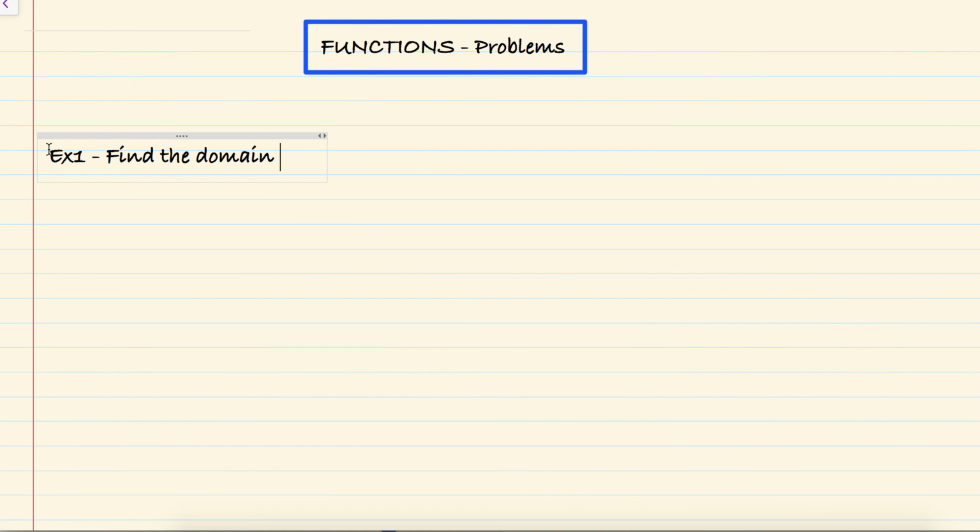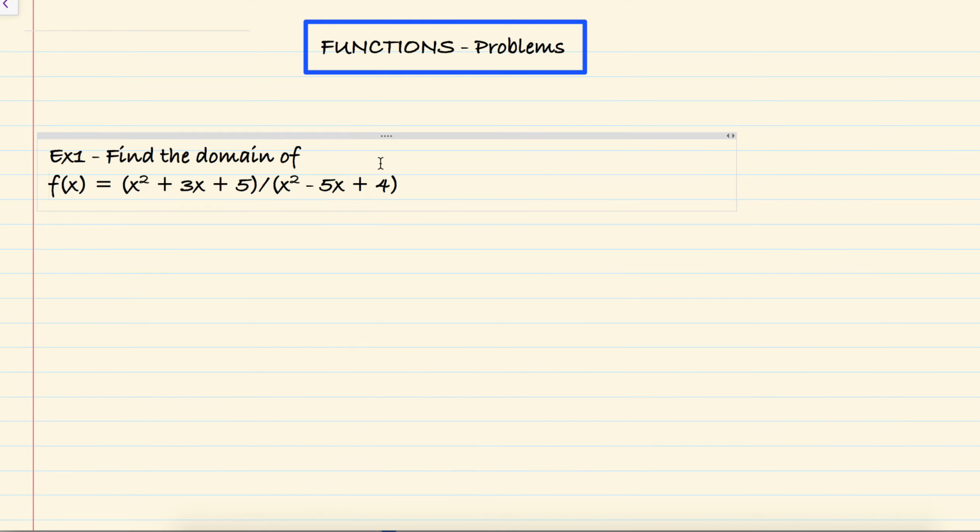So it's x square plus 3x plus 5 divided by x square minus 5x plus 4. So this is our function.